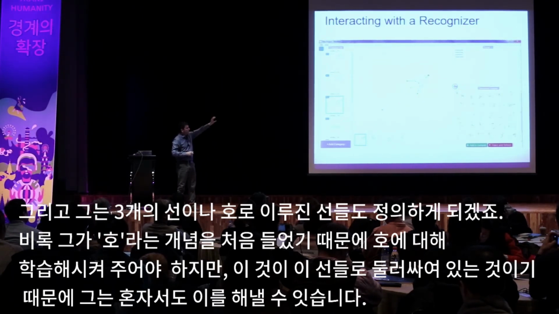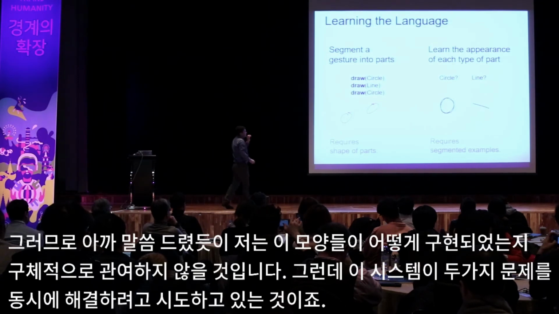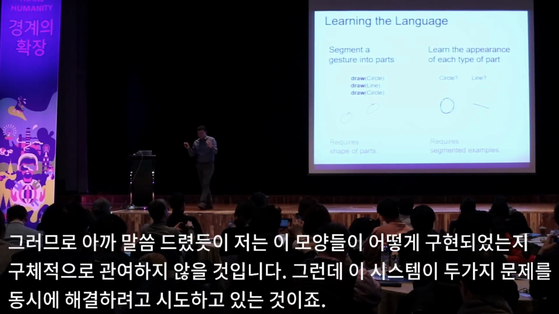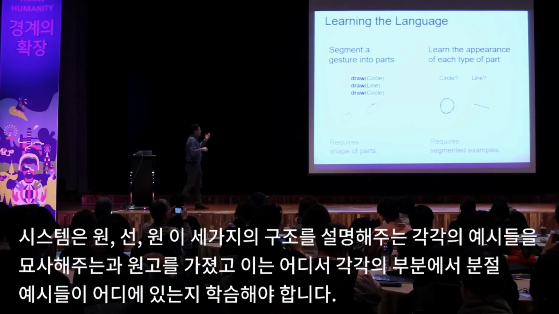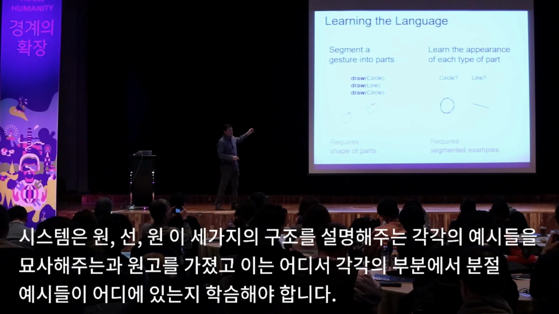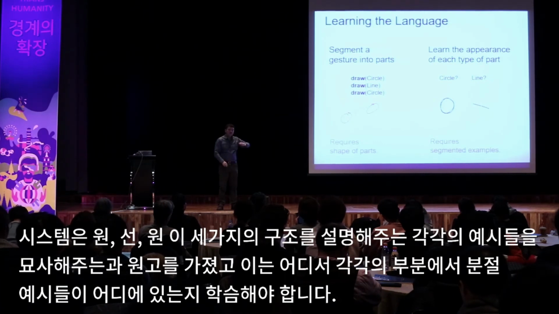But because it's surrounded by these lines, he's able to get that. So again, I won't go into the details of exactly how GestureScript is implemented, but at its core, what it's doing is trying to solve two problems simultaneously, right? It has these examples and these scripts that describe the structure inside of each example, that this circle, line, circle consists of those three things in order.